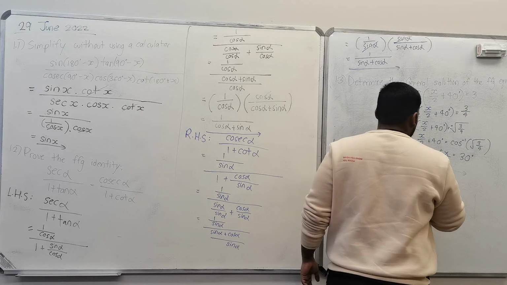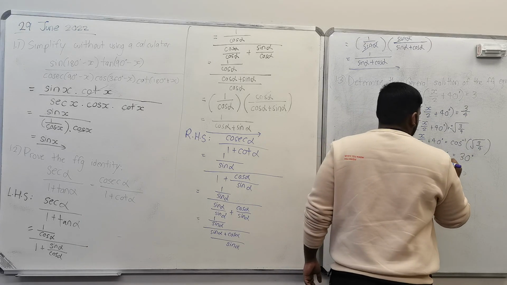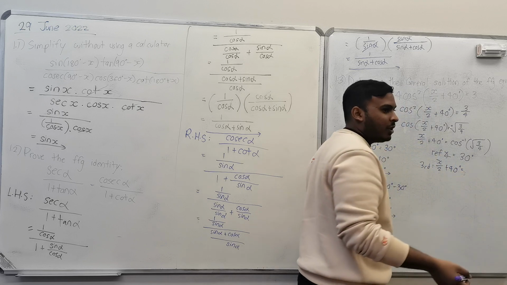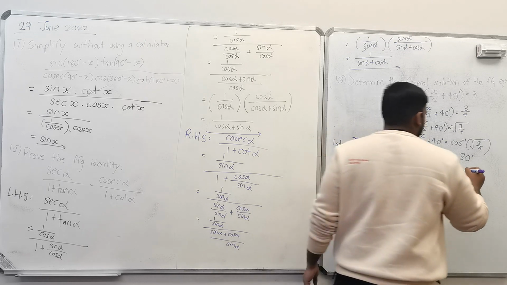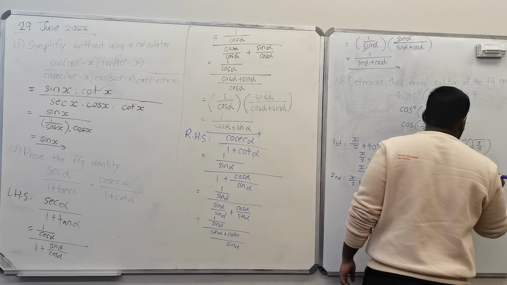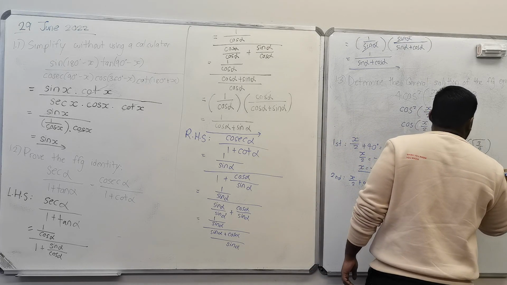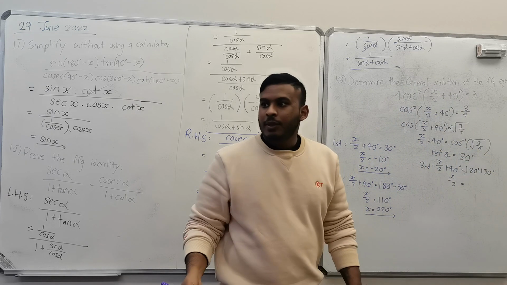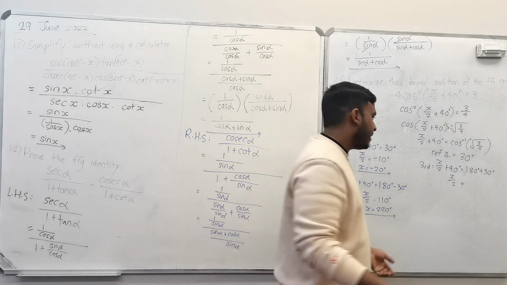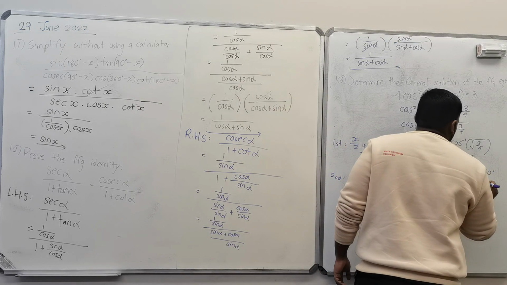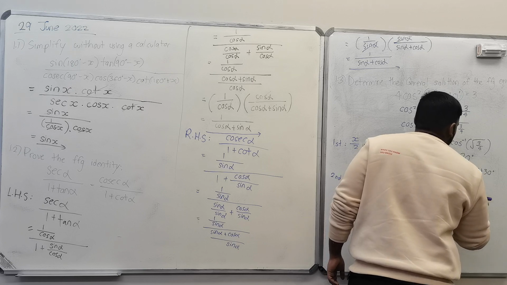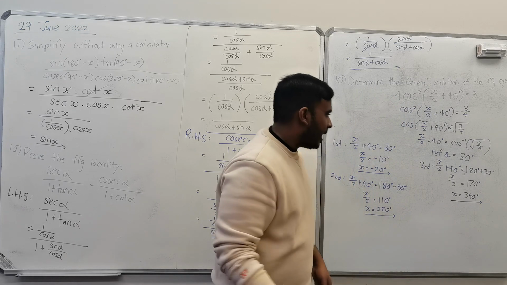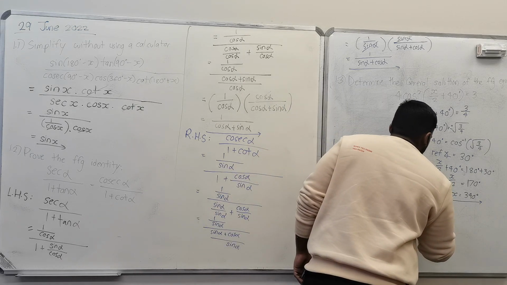Third quadrant: x over 2 plus 40 degrees is equal to, what's the condition for the third quadrant? 180 plus. So this will be 180 degrees plus 30 degrees. x over 2 is equal to 210 minus 40, which is 170. Right? x is equal to 340 degrees. That's another value of x. Agreed?